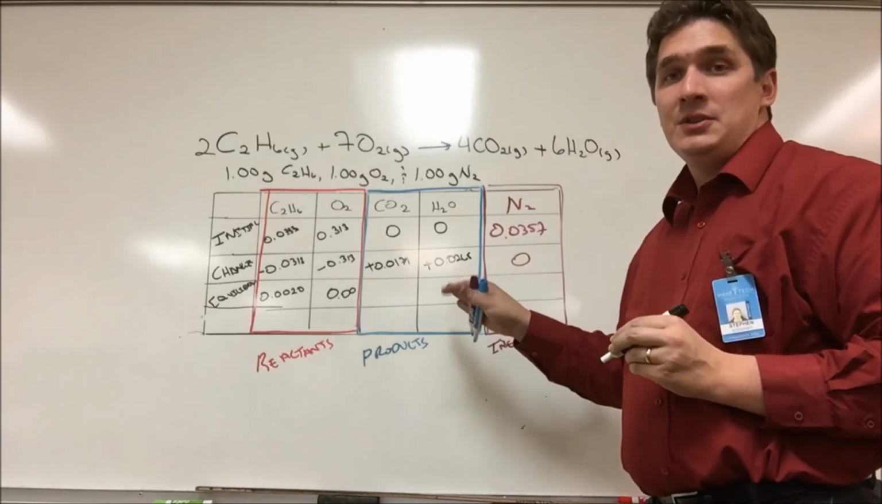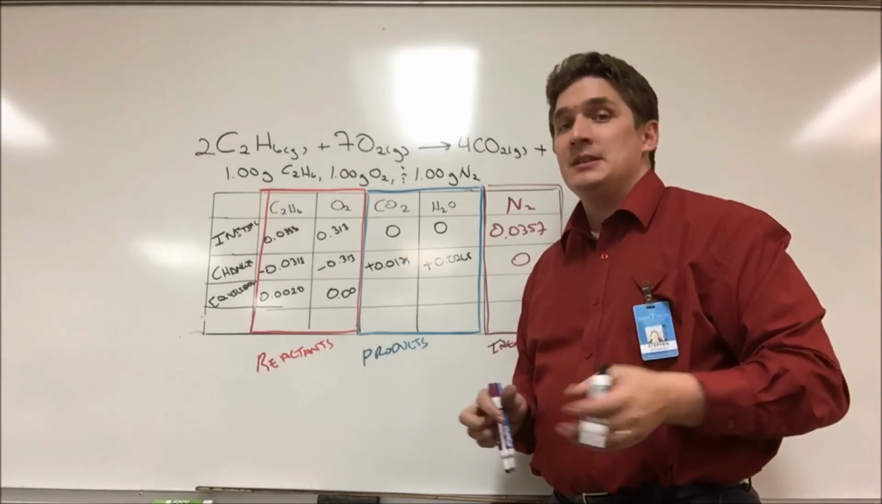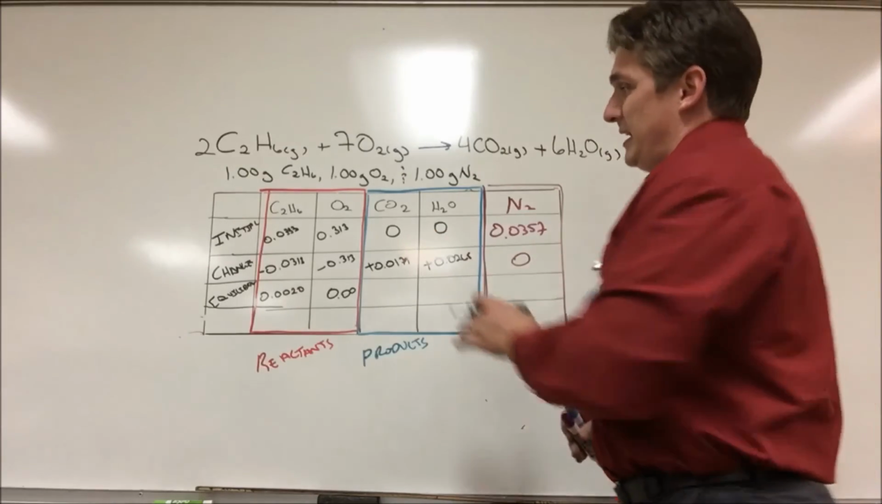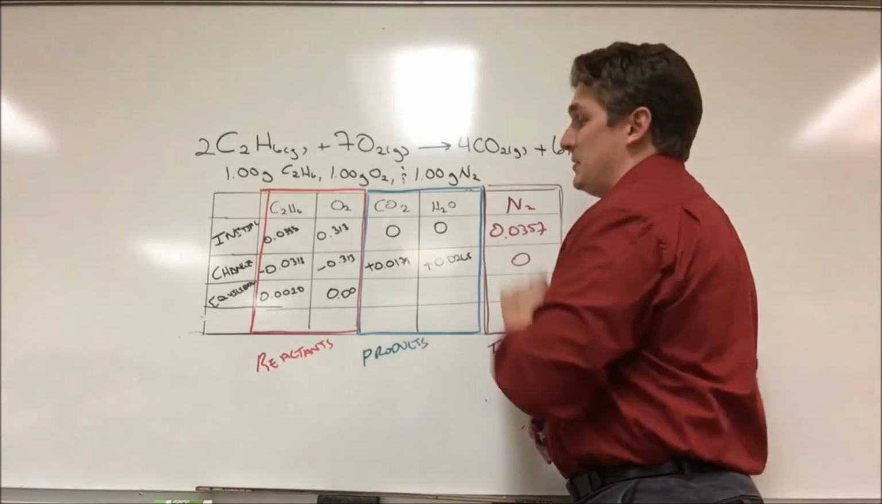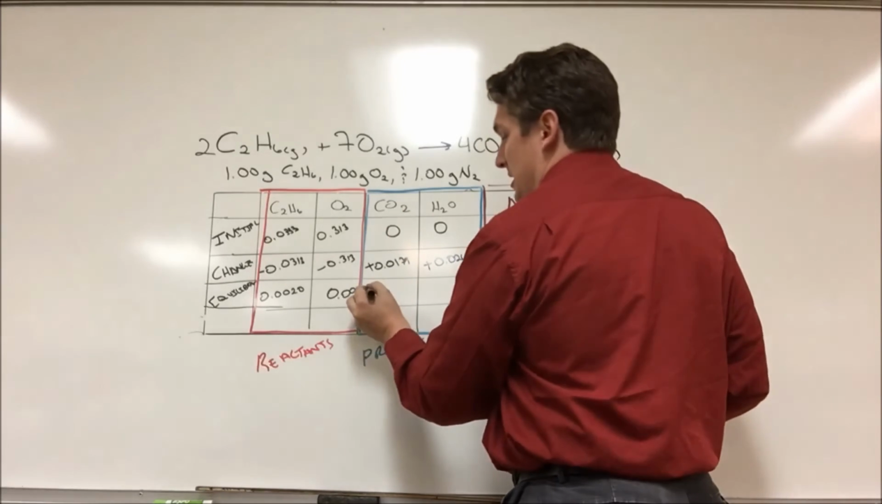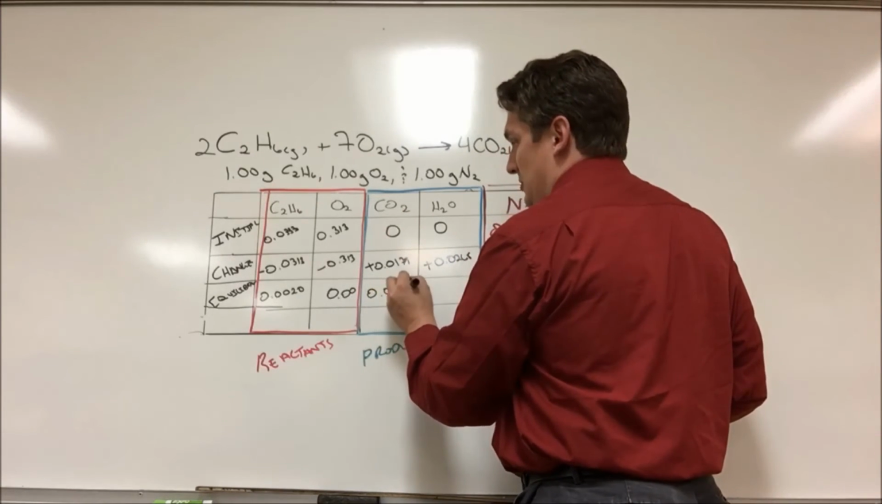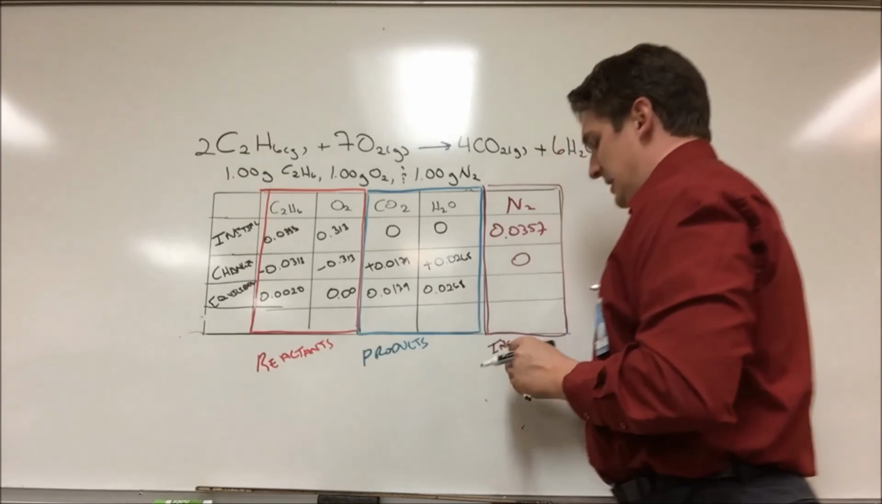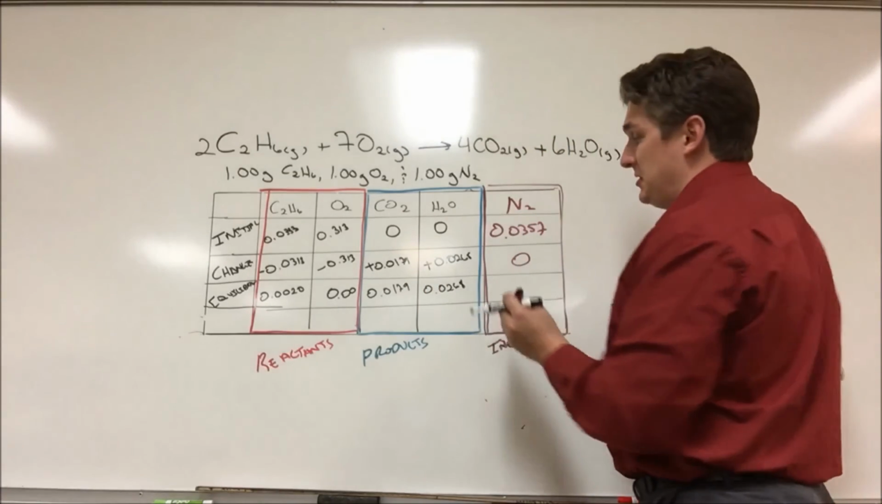Again, if you don't know how to do this, go back to the previous videos and look at how to calculate yields. This is all based on straight moles. Nice thing about the products, generally we're not starting with any. We're just going to add our starting products to our change. We get 0.0179 moles of CO2, 0.0268 moles of H2O. And again, the nitrogen, because it's an inert, is never going to change.